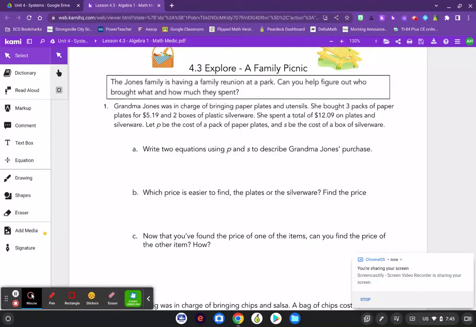So today at the boards, we worked through the 4.3 Explore. It talks about the Jones family having a family reunion at a park. Can you help figure out who brought what and how much they spent?